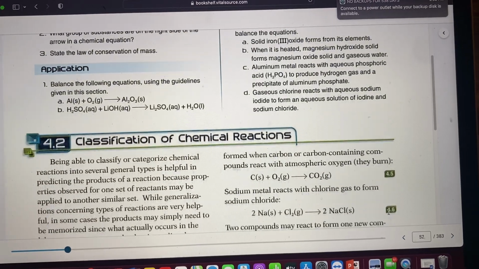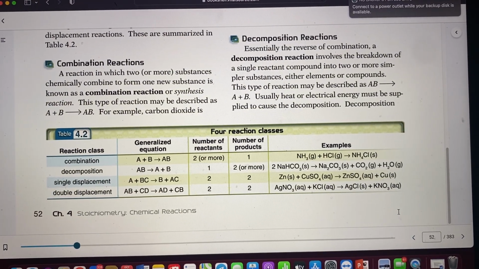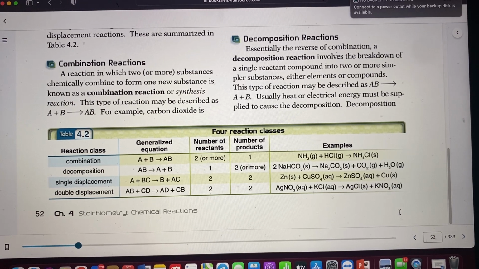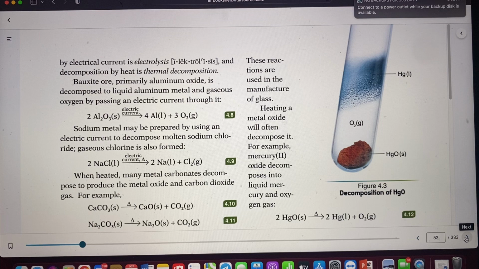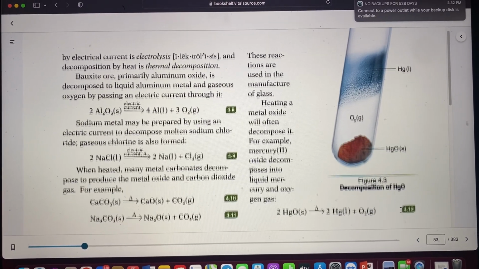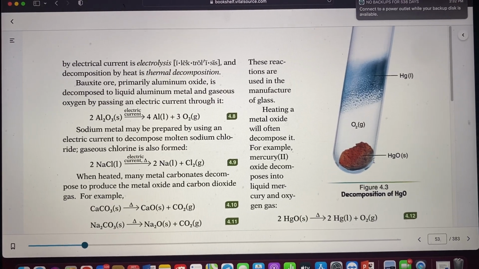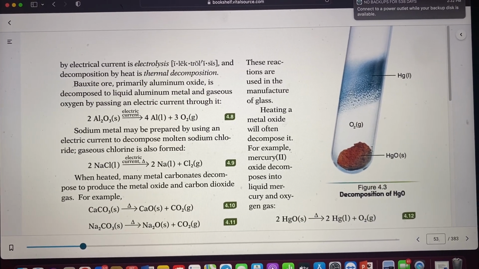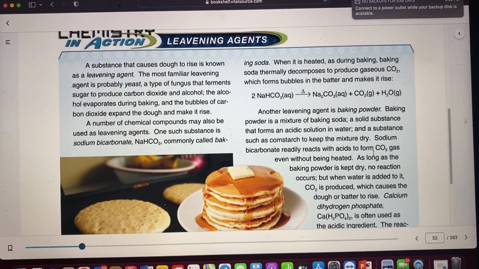So we're on classification of chemical reactions, and we classified them into the four types that you need to know: combination, decomposition, single displacement, and double displacement. We went over those already. And so now we have a picture here of decomposition, basically settling out, precipitating out would be a type of decomposition. But I want to talk a little bit about this leavening thing.